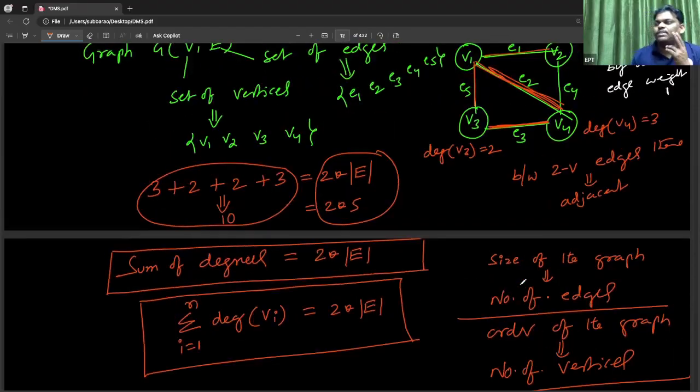Sometimes they will give a problem like this one: consider a graph where the order of the graph is 25 and the size of the graph is 75. You have to understand. Sometimes they will say vertices, sometimes order of the graph. Sometimes they will say number of edges, sometimes size of the graph. If you don't know these two keywords, you may have to leave that problem.